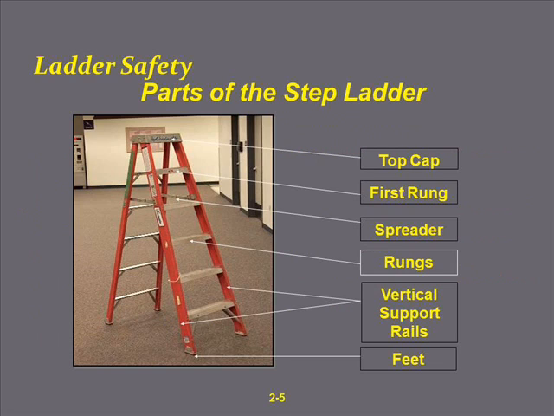In this photo, we see the different parts of a stepladder. From top to bottom, we have the top cap, the first rung, the spreader bars, the other rungs, the vertical support rails, which are the sides of the ladder, and the feet. If any one of these components is either damaged or not in place, the ladder is not to be used.